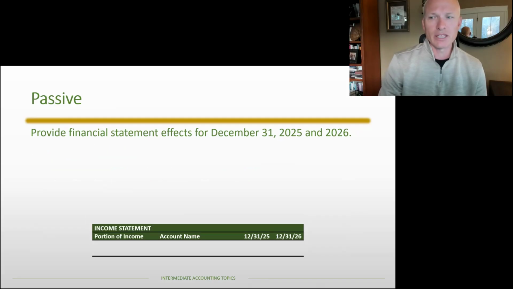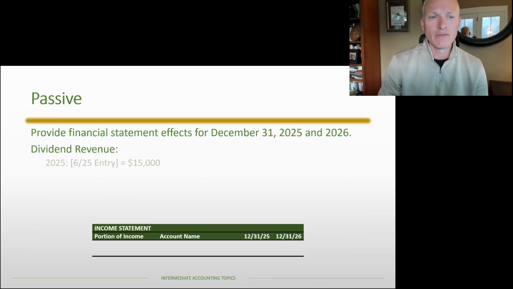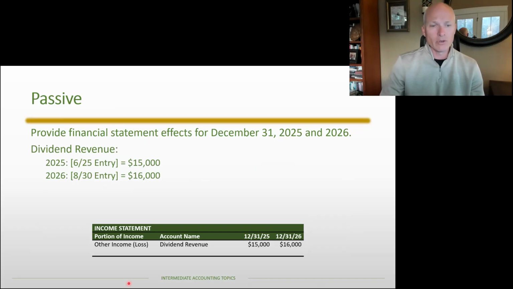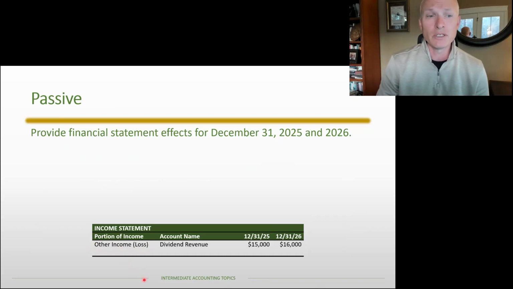And then finally, looking at the income statement, we have the dividend revenue account. Again, we're looking at journal entries for these, because we're looking at changes to accounts. And so we'd focus on journal entries. The dividend in 2025 was $15,000. The dividend in 2026 was $16,000. And that's just what we report as part of our dividend revenue, noting that it would be reported under other income or loss. And then the second thing we have to worry about is those fair value adjustments.